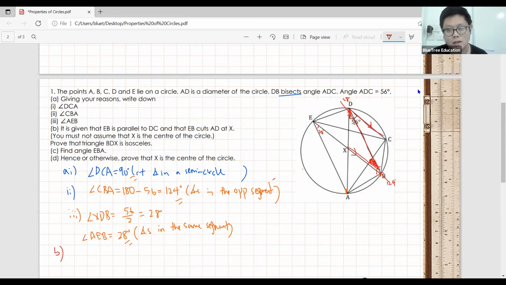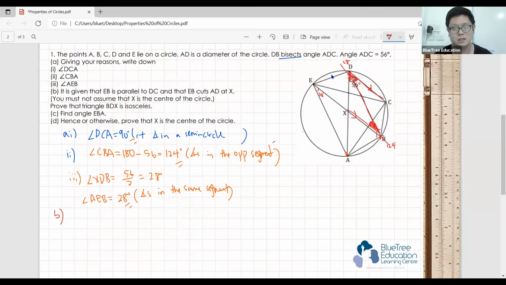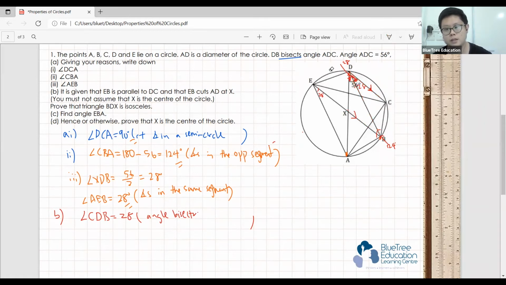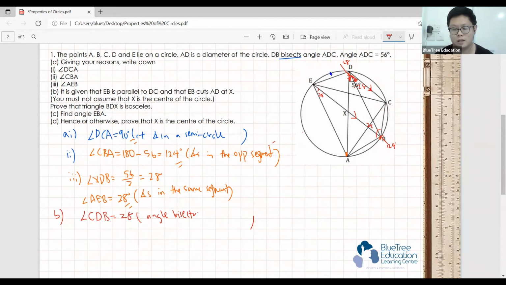All right, so how to get that angle is basically to look at this alternate angle formed by the parallel lines. If you know that the bottom part is 28, your angle CDB, sorry, is also going to be 28 degrees, right? Because of angle bisector. And then this will help you link to angle B here at the bottom. This must also be 28 due to the fact that you can use alternate angles.